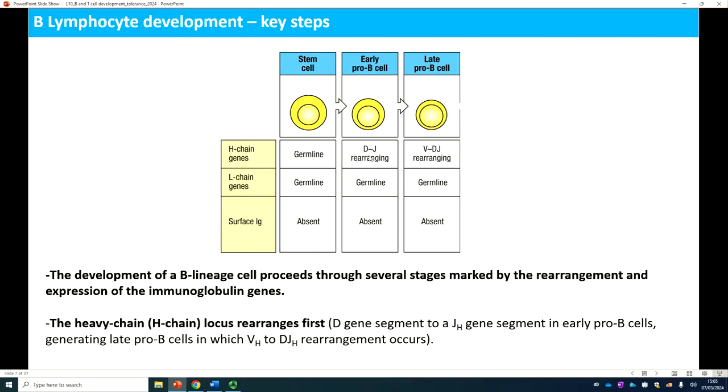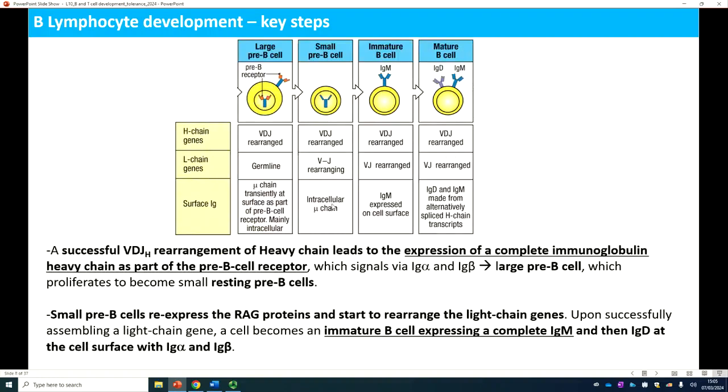So initially we've got our D to J rearrangement, and then in the late pro-B cell, we've got our V to DJ rearrangement going on. You'll see that the light chain genes are still germline at this moment, and we're getting no expression of surface immunoglobulin. So once we've got a successfully rearranged heavy chain, we're going to express the pre-B cell receptor on the surface here, and we're going to get signaling through Ig alpha and Ig beta as well, so remember those from a few weeks ago.